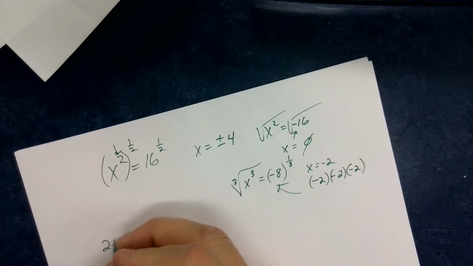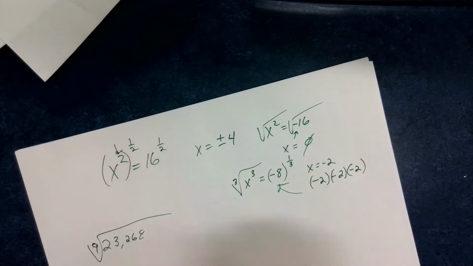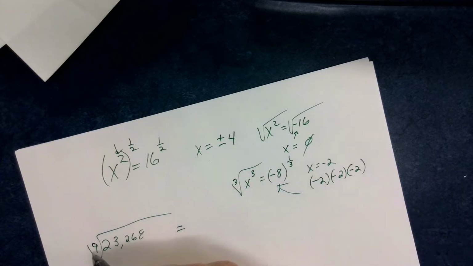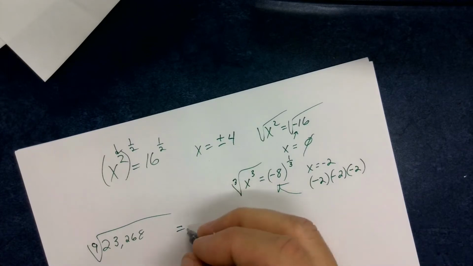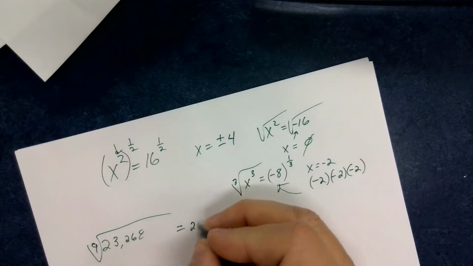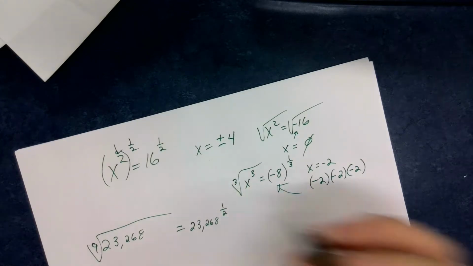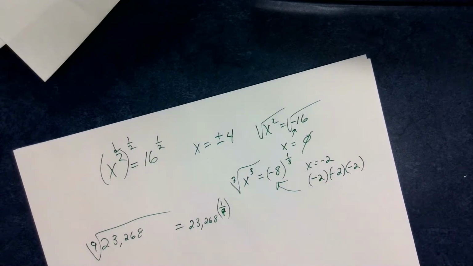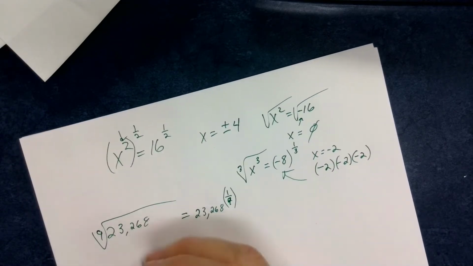Maybe I give you something like 23,268, and I'm taking the 9th root of that and say, hey, use your calculator to evaluate that. You know that you can either do the 9th root on your calculator using your math and the nth root key, or this same thing applies to 23,268 raised to the 1/9. Remembering again that on the older calculators, you've got to put that in parentheses.